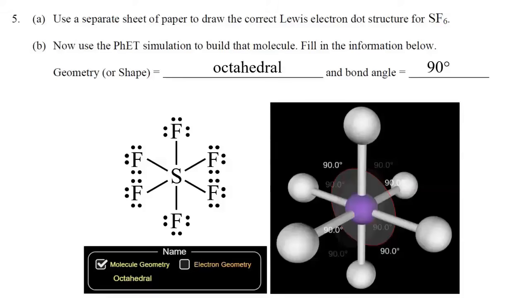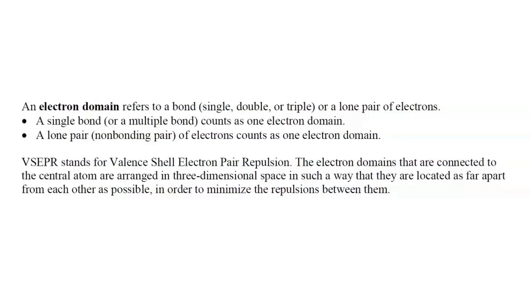Now I'd like to talk about electron domains and VSEPR. An electron domain refers to a bond, single, double, or triple, or a lone pair of electrons. A single bond or a multiple bond counts as one electron domain. A lone pair or non-bonding pair of electrons counts as one electron domain.